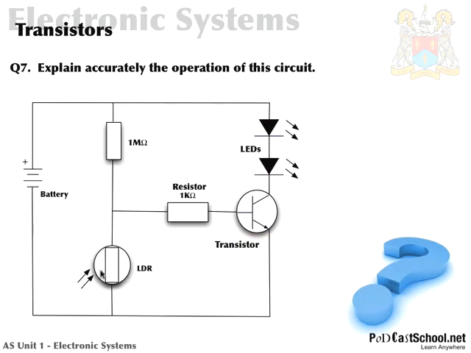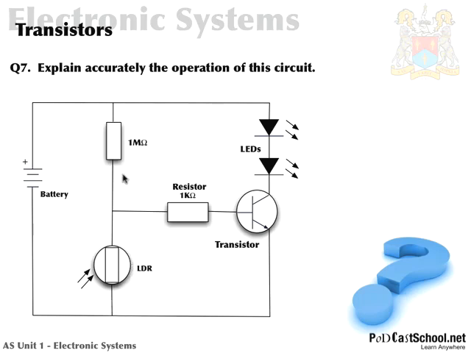Okay, so in the dark, well, let's say in the light first. In light conditions, the LDR has a small resistance, and you know that voltage splits in the same proportion as the resistance. There's an equation for that as well, which you can look back and find. But just generally, voltage splits between here and here depending upon the resistance.